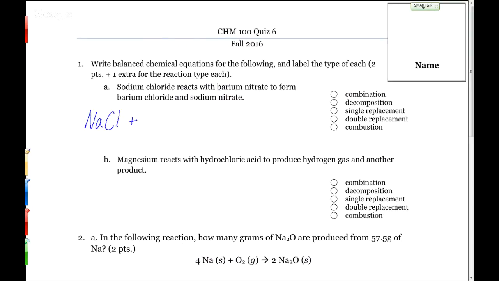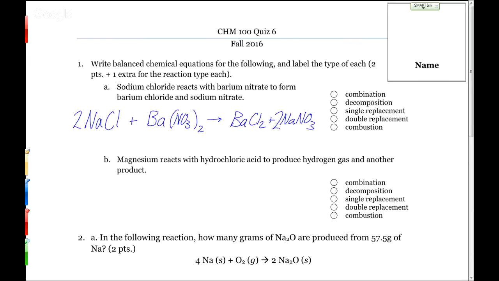Sodium chloride, barium nitrate, forms barium chloride and sodium nitrate. Is that balanced? No. So we have to put a 2 here, 2 over here. That takes care of it.